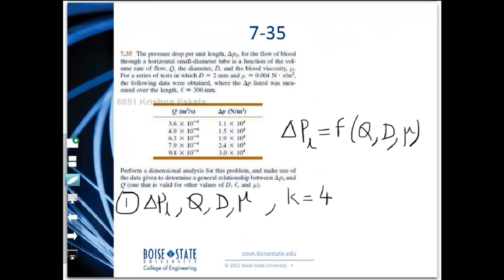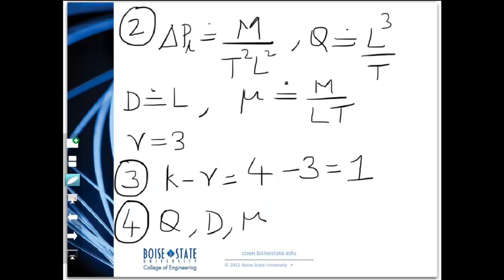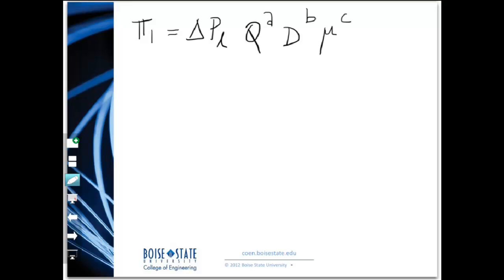Since we have 4 variables and if it is only one pi group, the only choice we have is Q, D and mu. Okay, so whatever we determine will be a unique solution, at least for this problem. Alright, so now let's go ahead and find the pi group. Pi 1 will be delta PL Q raised to the power A, D raised to the power B, mu raised to the power C.